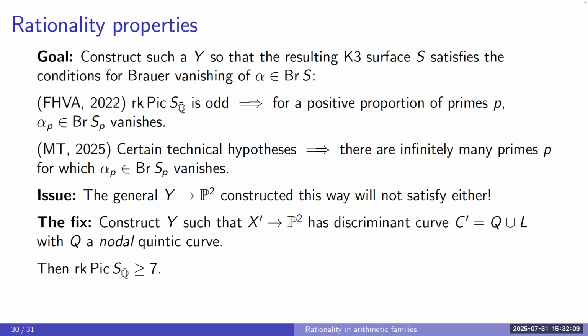Okay, so the fix is really to take this construction and specialize it in such a way that I get my K3 having odd Picard rank. So what we do is take our Y so that the resulting quadric surface bundle X prime to P2 has still this quintic and this line, but now the quintic is nodal. And so to get the smooth K3 surface, I have to blow up one more point, and so I should have Picard rank at least 7. And so the final step is to show that you have an example with honest geometric Picard rank 7.